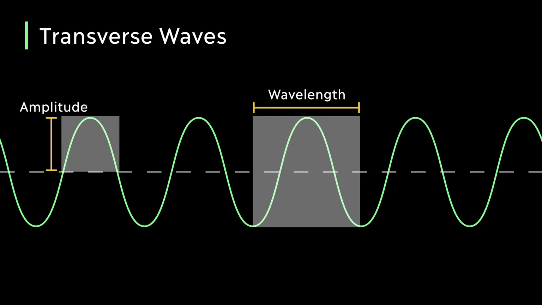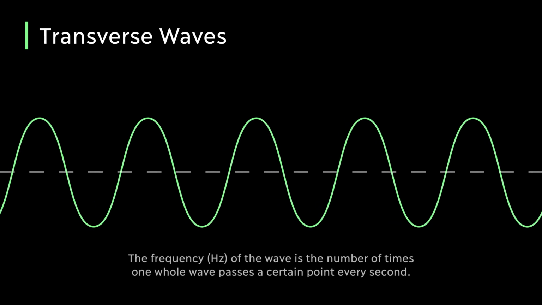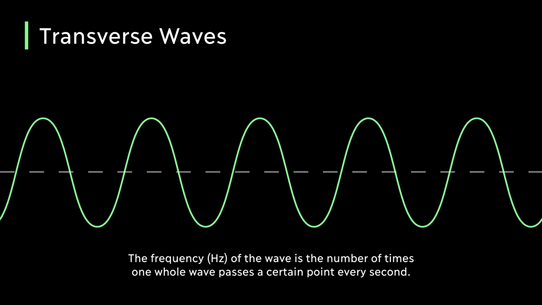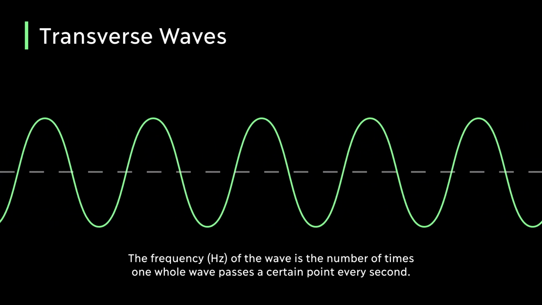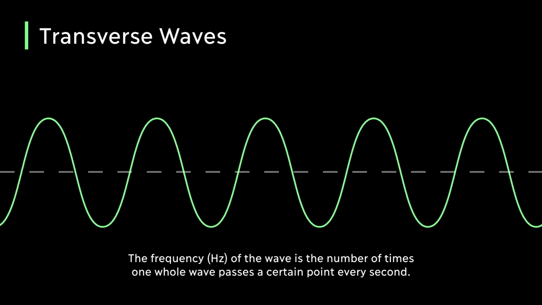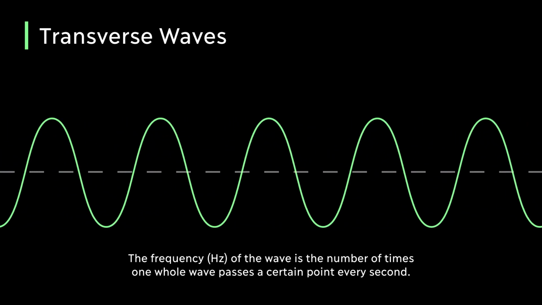The amplitude is simply the distance between the centre line to the highest point of the wave, or from the centre to the lowest point of the wave. And finally, the frequency in hertz of the wave is the number of times a full wave cycle passes a certain point in 1 second. For the wave you're seeing on screen right now, the frequency is about 1 hertz, or 1 cycle per second. All of this information is important, and you should be able to recall it outside of the electromagnetism topic.